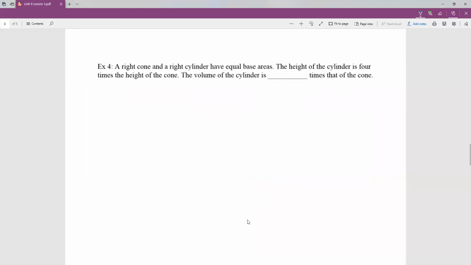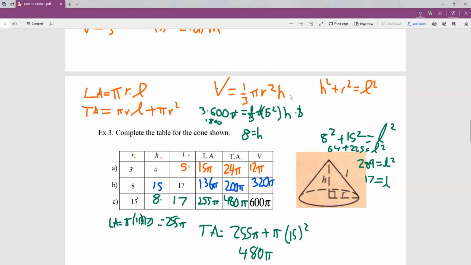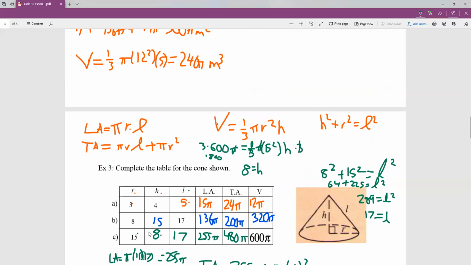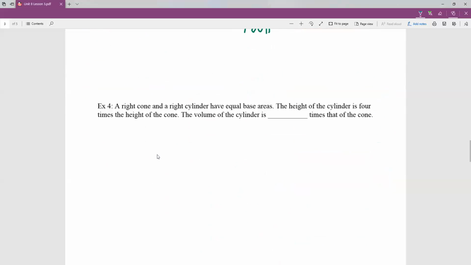Okay. All right. Lastly here. Literally this whole lesson is just plugging in the things you know into the formulas you're given. That's all it is. So make sure you have the formulas written down so that you can just plug them in. Okay, example 4.